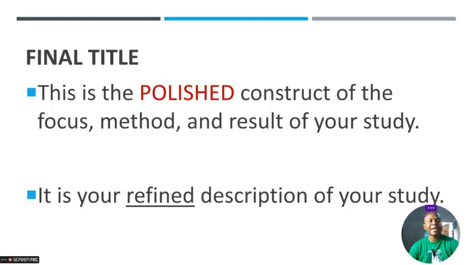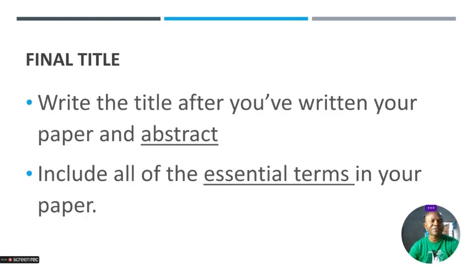Now, again, the final title this time around is the polished construct, the polished focus, the polished method, and the results that you intend to come up with in that particular study. It is considered as a refined description of your study. Again, I mentioned it often comes very close to the end of that particular research. So your final title is written in such a way that it must bring out the essential terms in your paper. And don't forget that it is to be written when you have completely written the paper or the abstract.